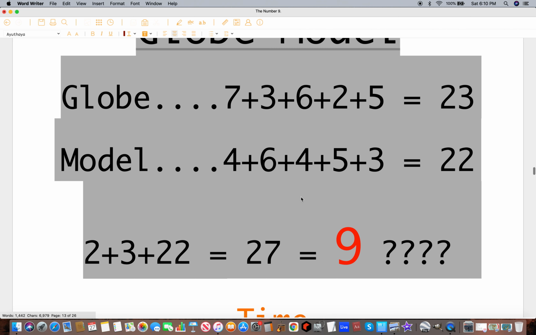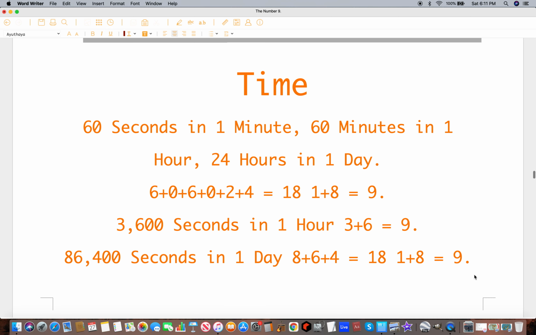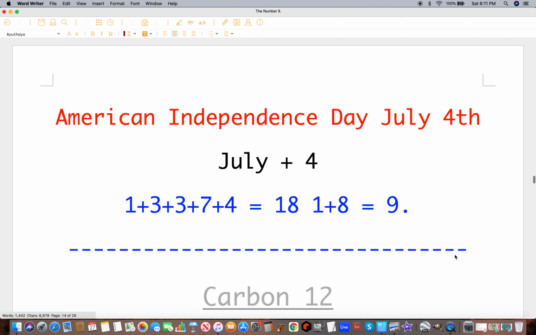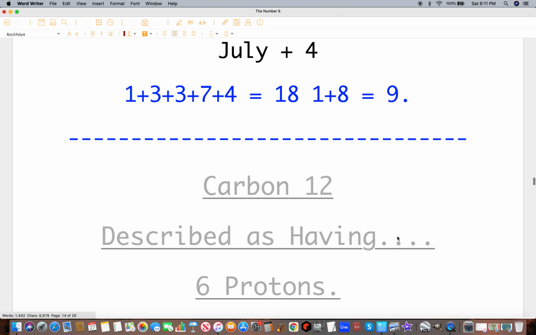Okay, the globe model all comes to 9, right? It's funny, those words together come to 9. And then we have time, which comes to 9, all the time coming to 9, pardon the pun. Okay, American Independence Day, July the 4th. If you take July and 4, so 1337 adds to July, and 4 then is 18. 1 plus 8 equals 9. American Independence Day is connected to the number 9.